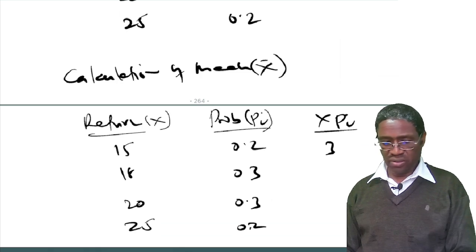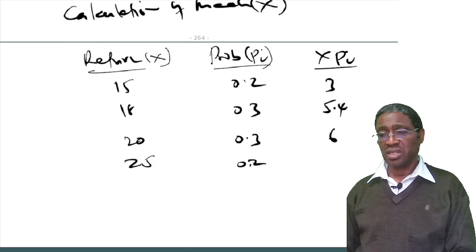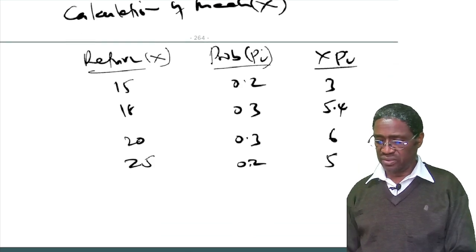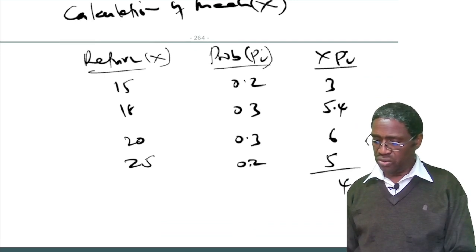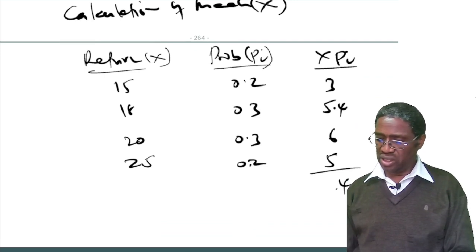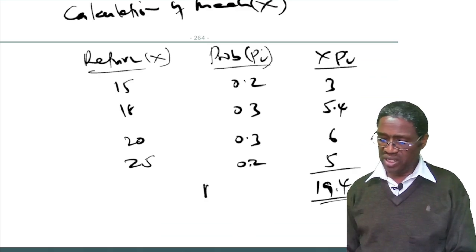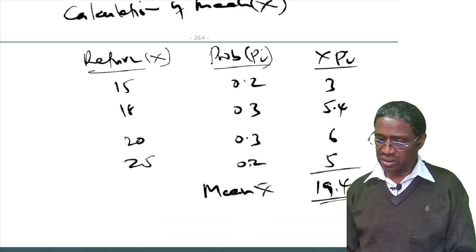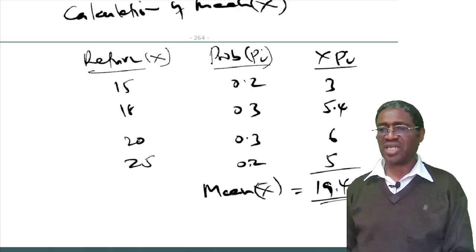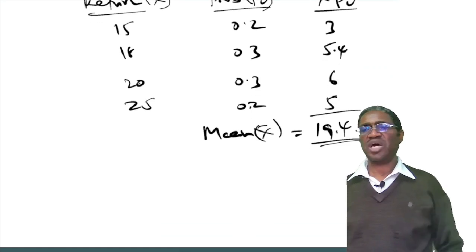This is 5.4. This is 6. And this is 5. This gives me 4 point 8, 14, 19. That's our mean, X bar. That's our mean.